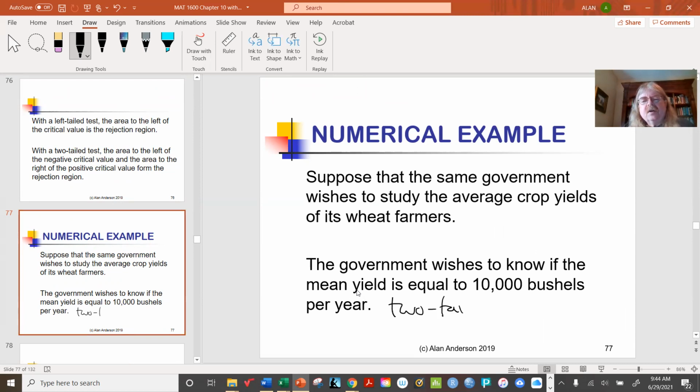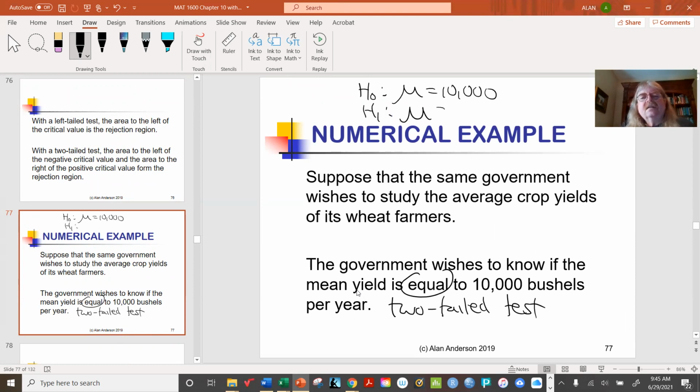So sometimes you have to interpret it very carefully. If it doesn't specifically say we need to know if it's above 10,000 or below 10,000, we just want to know if it's equal to 10,000. That means the alternative will be unequal to. So in other words, the null will be the mean is 10,000. The alternative will be that it is not.